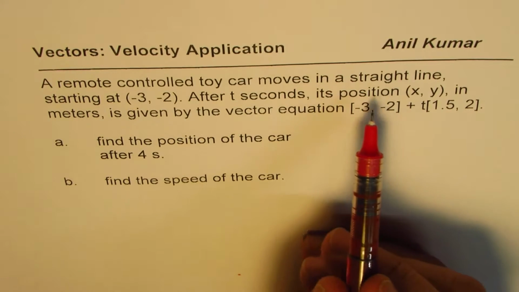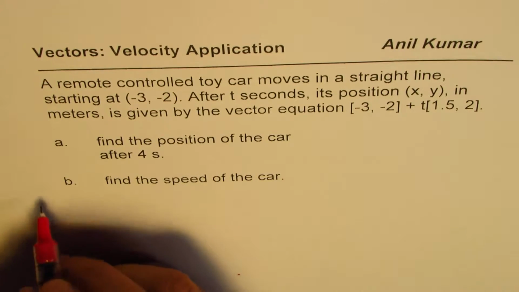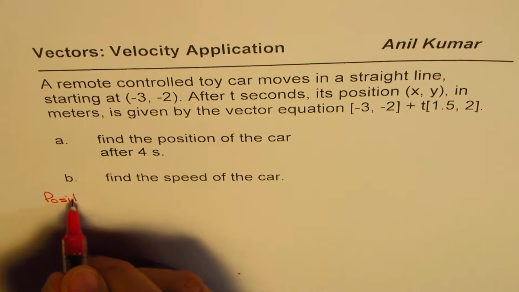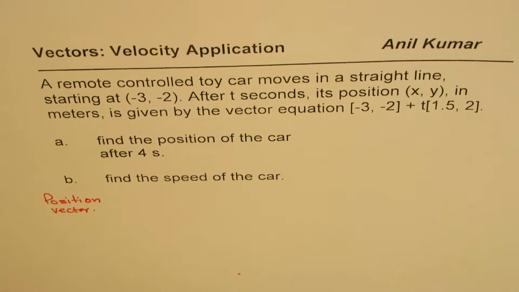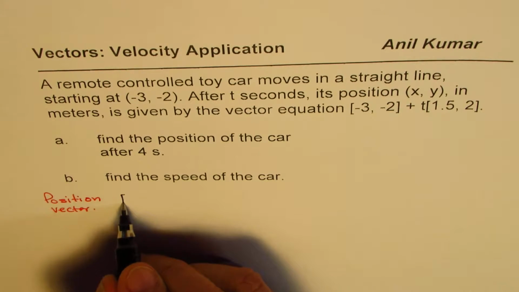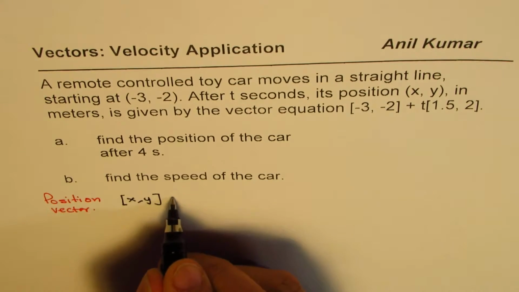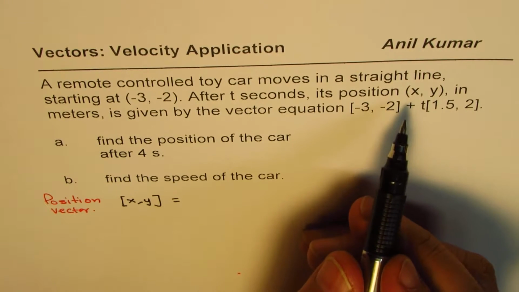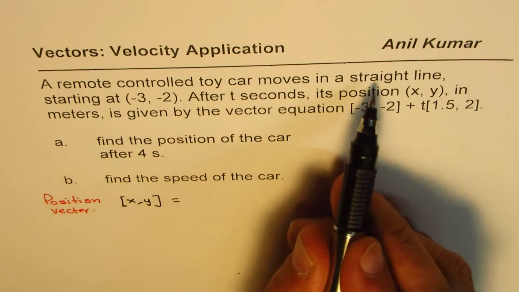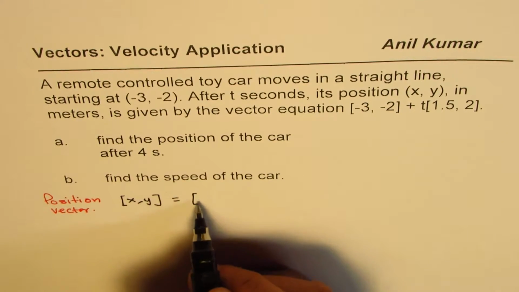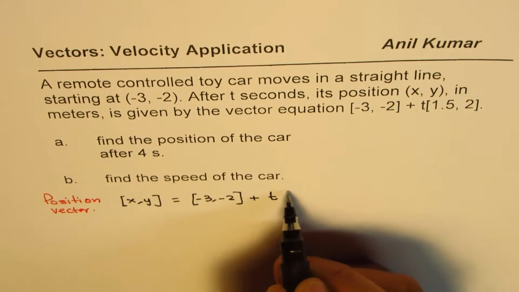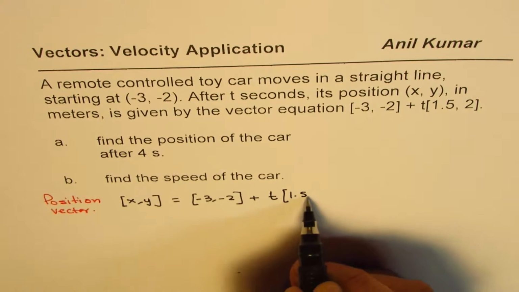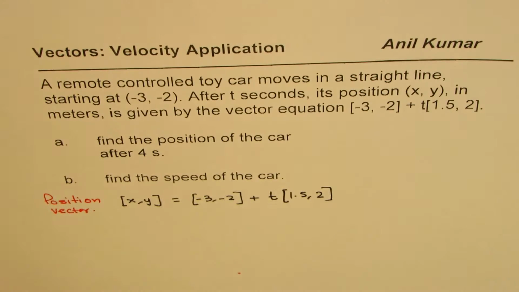Now, as mentioned in this question, we are actually given the position vector, right? So let me write down clearly, what are we given? We are given position vector in the form (x, y). So (x, y) is the position of a vector which represents the movement of a car in a straight line. It is (-3, -2) + t(1.5, 2). Let us first understand this position vector itself.